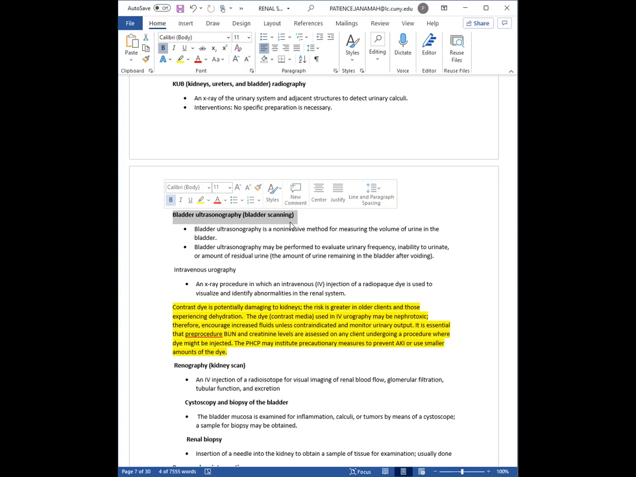And I told you to take notes. Anything I highlight in yellow or in green, you take notes.